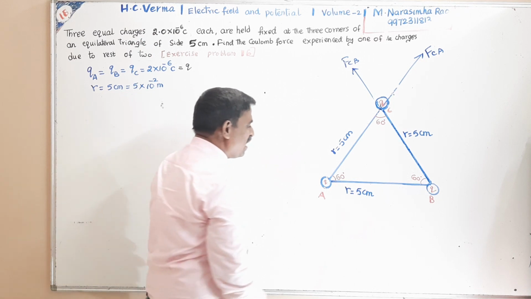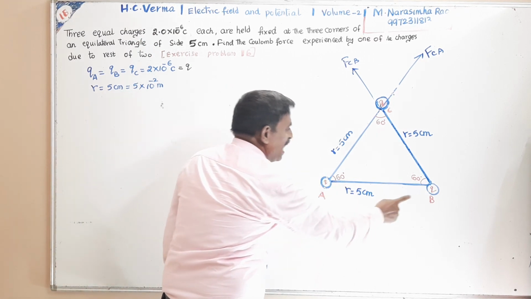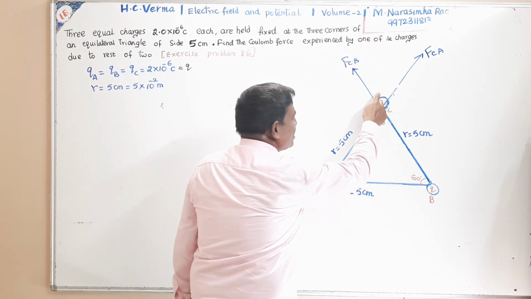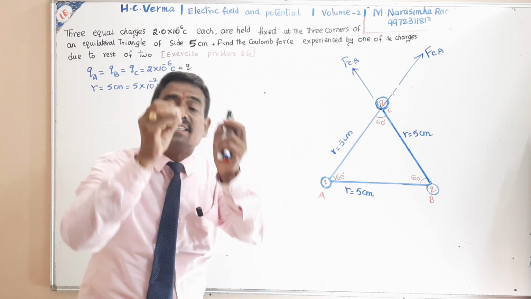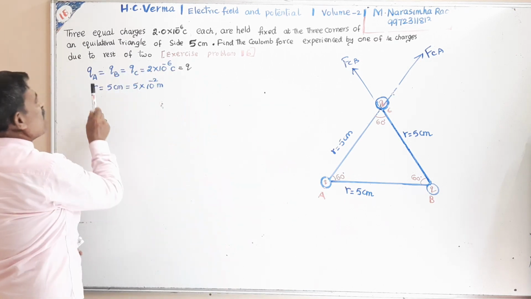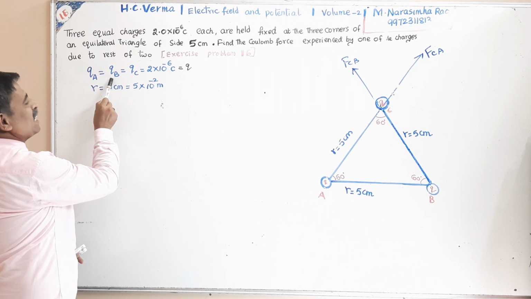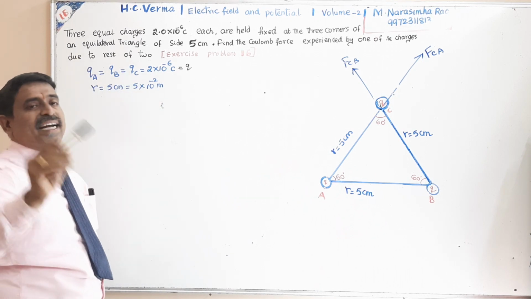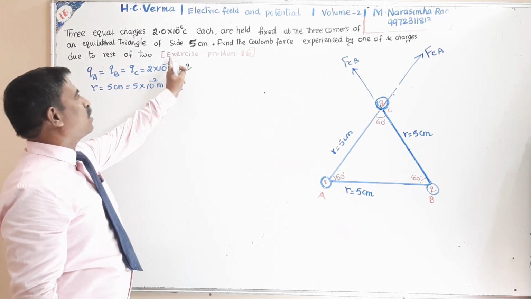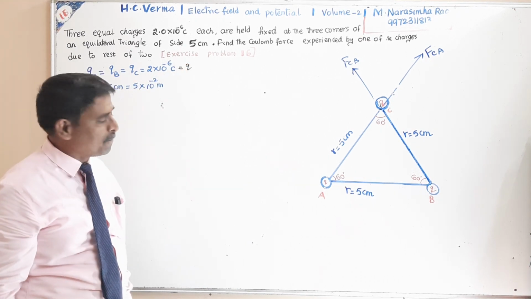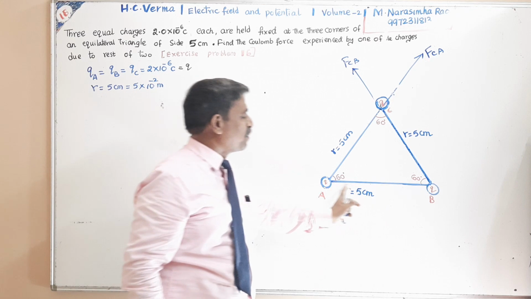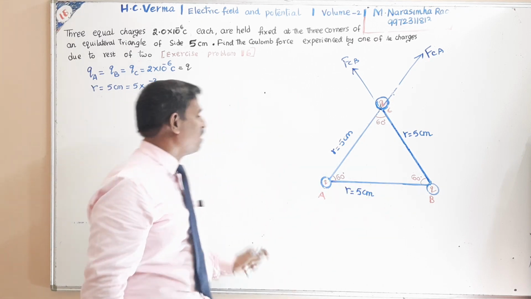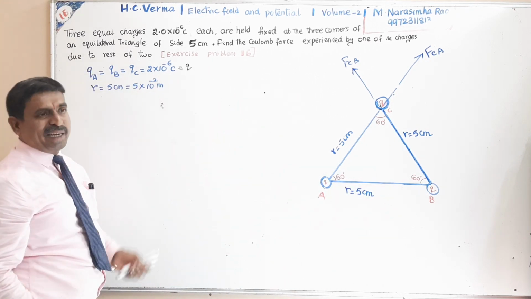I am taking the charge here as Q, here charge is Q, here charge is Q. All the three charges are equal. Charge at A is equal to charge at B is equal to charge at C is equal to Q. Its magnitude is 2 into 10 power minus 6 coulomb. The distance between the charges is 5 cm, 5 into 10 power minus 2 meter, given.